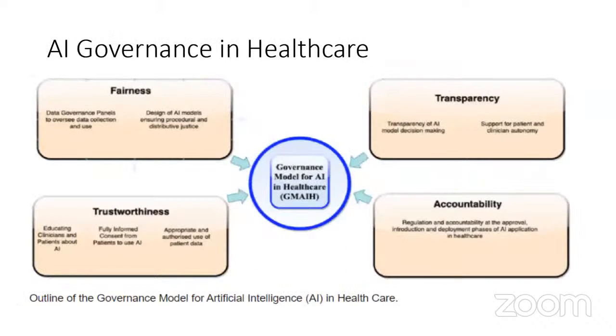And AI governance in healthcare: fairness, trustworthiness, transparency, accountability, these are all mandatory and important, so that fully informed consent from the patient to use AI has to be obtained. And educating clinicians and patients about the AI is also important. And appropriate and authorized use of patient data is very much important, because most of the time the patient data is collected and the patient is the owner of the data, and that data should not be misused. And without the permission of the patient, it cannot be transmitted to any other person.